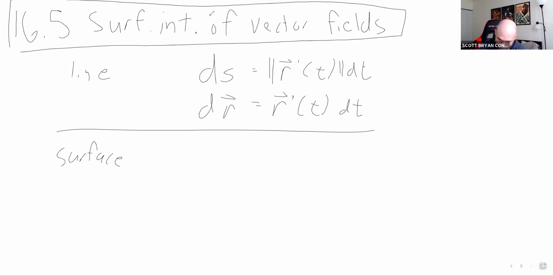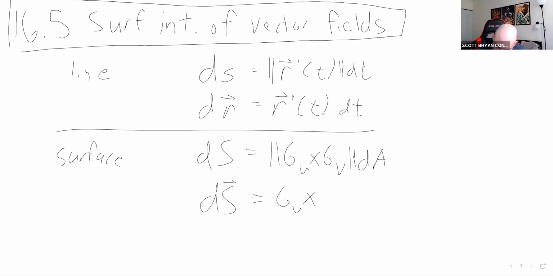So for your surface integrals, you do the same thing: you parameterize, and then your d capital S becomes your magnitude of GU cross GV dA, where GU cross GV is your normal vector to your surface. And as you can probably guess, when we do surface integrals of vector fields, we're going to have the vector version of that, which is the same thing but without the magnitude.